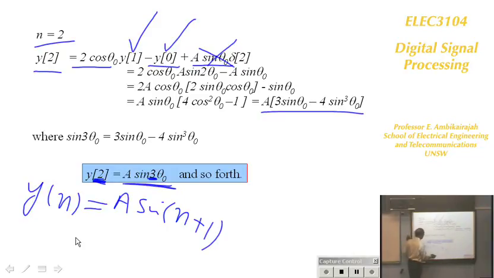If you've got a 1, you've got a 2 here. So a sine theta naught. That's what you have to prove, and that's what you're done. So, and so on. You just write down that.